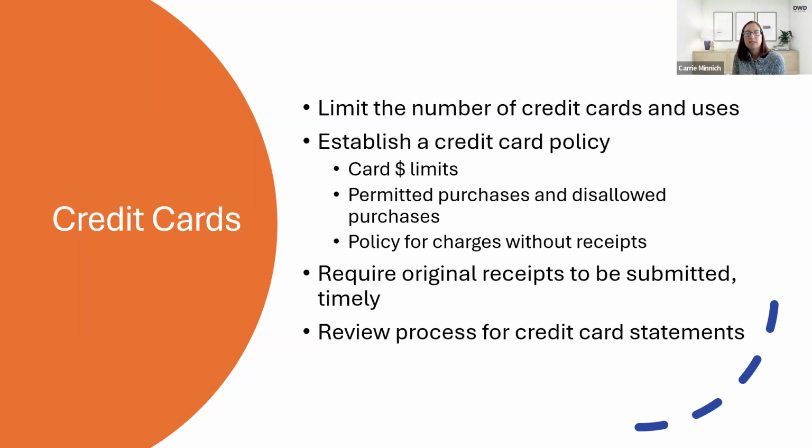You really should establish a written credit card policy. If you don't have a policy in place and have credit cards and would like a copy, please let us know. We can provide that for you.